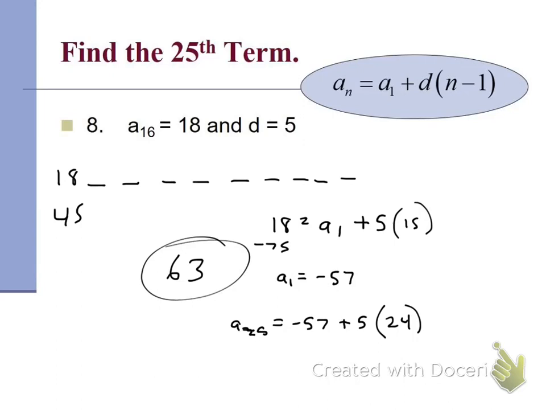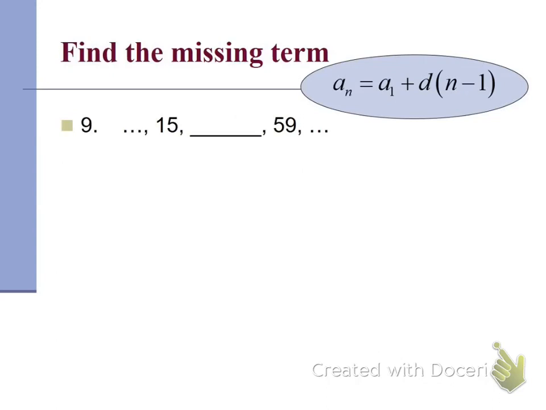Questions? We okay? All right, next one. What if I tell you this? Find the missing term. 15, something, 59. Ideas? Levi?